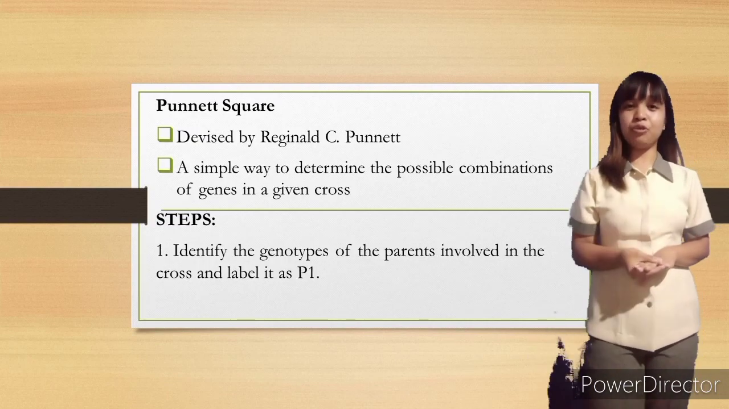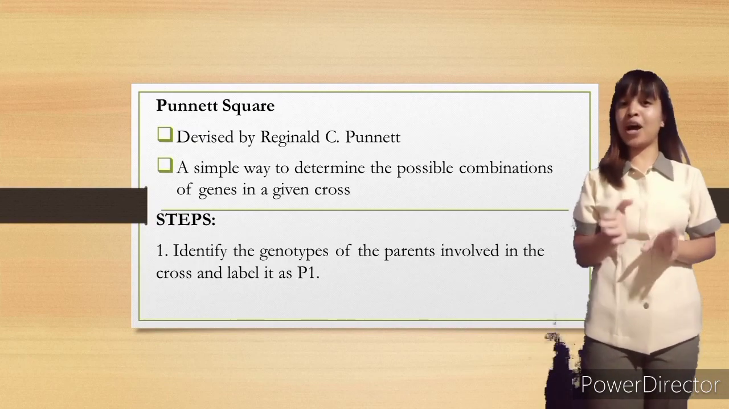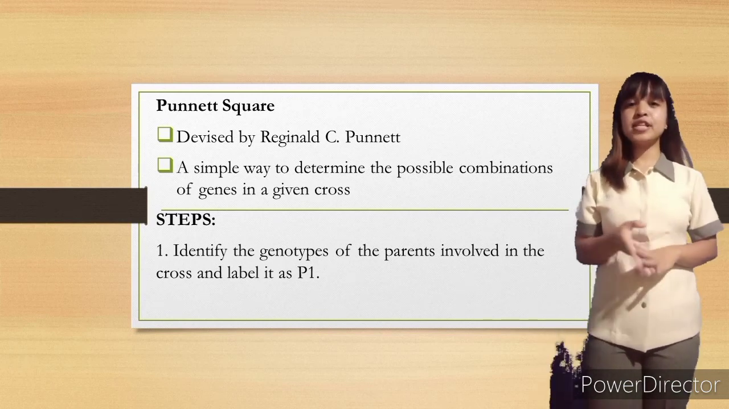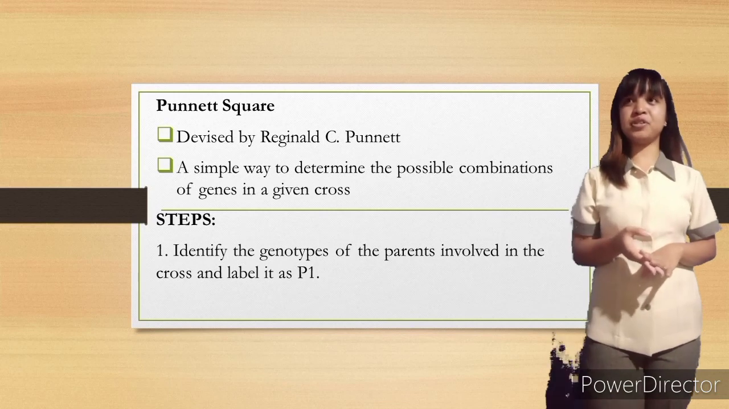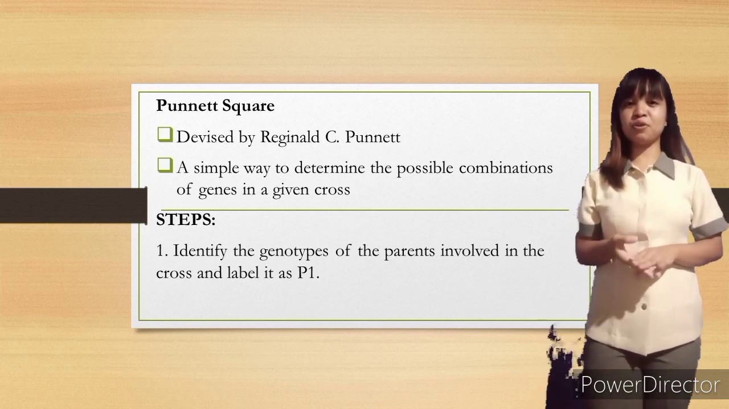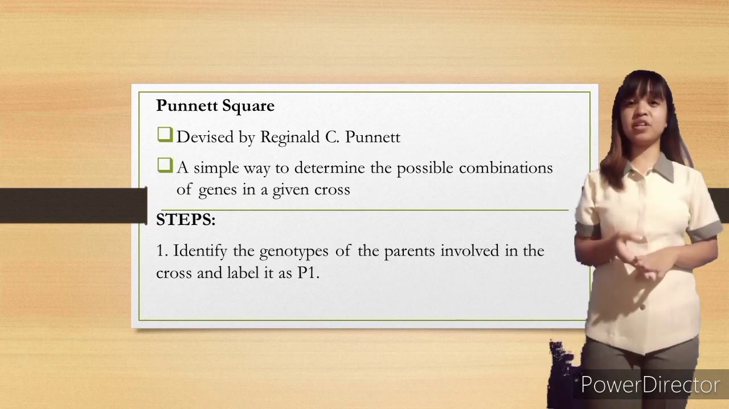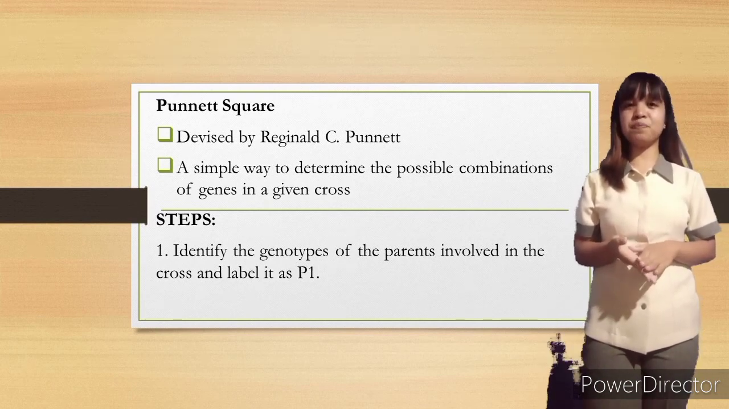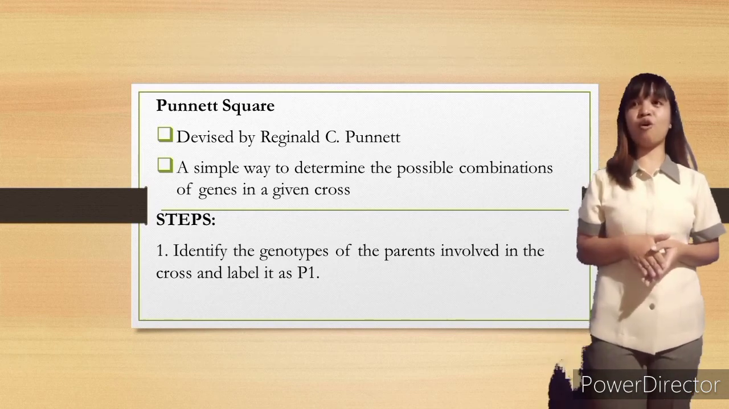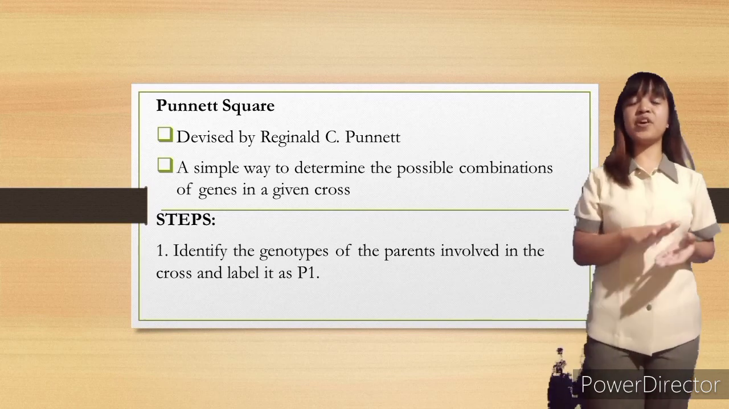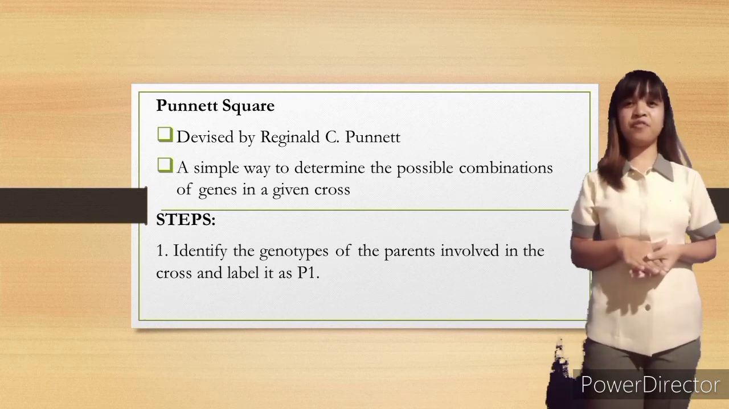An easy way to determine the outcome of a monohybrid or a dihybrid cross is through the Punnett square. This Punnett square was devised by Reginald C. Punnett. This is a simple way to determine the possible combinations of genes in a given cross. It can help you predict easily the outcome of a given cross. With it, you can determine the phenotype or the genotype of an organism.